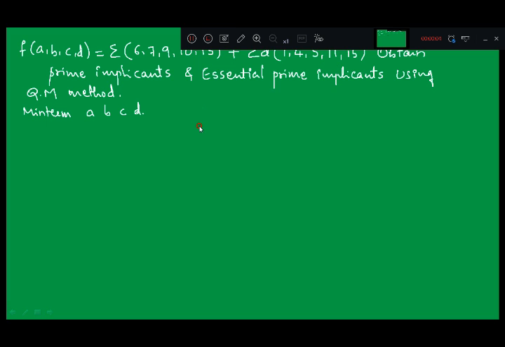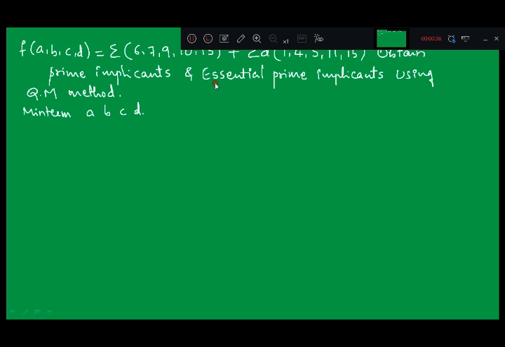Good morning, students. Today let us discuss one more example on QM method, right? In this example I've included both minterms and don't care terms. So let us see how to solve this problem. Here the problem is given: f of a b c d, minterms 6 7 9 10 13, and the don't care terms are 1 4 5 11 and 15. Obtain the prime implicants and essential prime implicants using QM method.